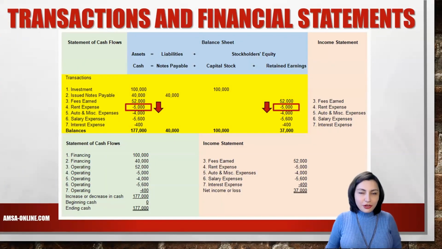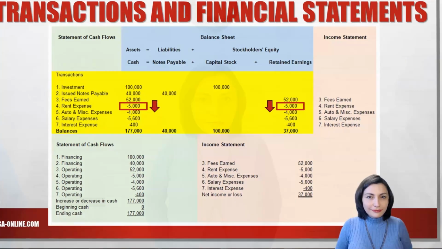Under the balance sheet column, cash will decrease by $5,000, and the increase in expenses will also decrease retained earnings by $5,000. Remember that both revenues and expenses are a part of retained earnings, which is a part of stockholders' equity. Revenues increase retained earnings and stockholders' equity. Expenses decrease retained earnings and stockholders' equity.